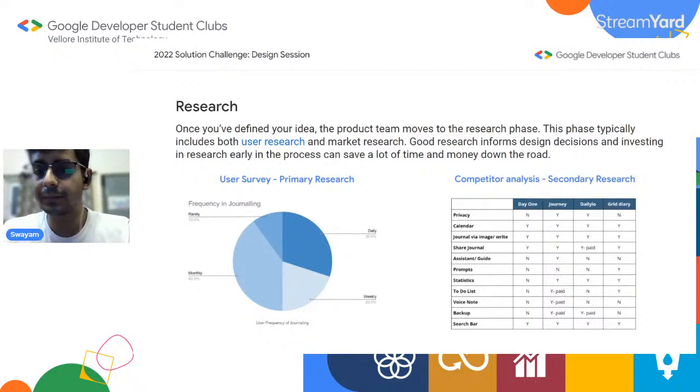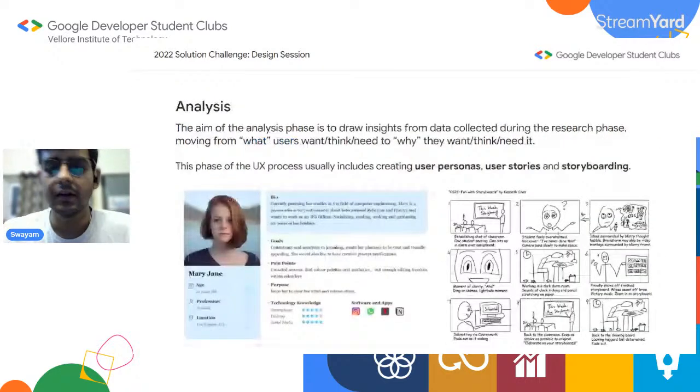Next in research is competitor analysis. This is a part of secondary research, and secondary research is any sort of research which is done on the basis of research which is already done. It could be studying research papers or going through various articles on the internet. Competitive analysis is a very common example, and here I'm comparing a few journaling apps, like Day One, Journey, Daylio, and Grid Diary, with the various features that they have.